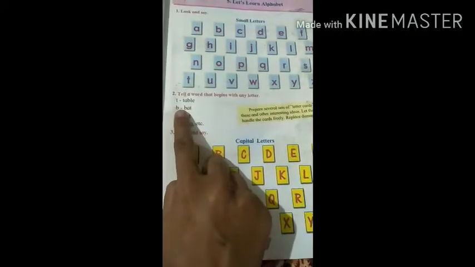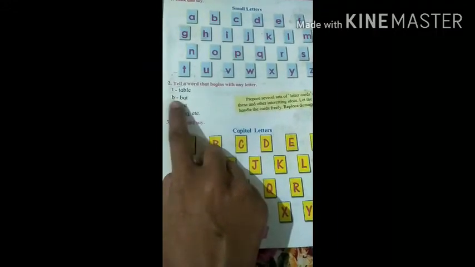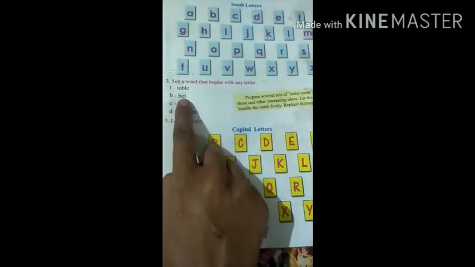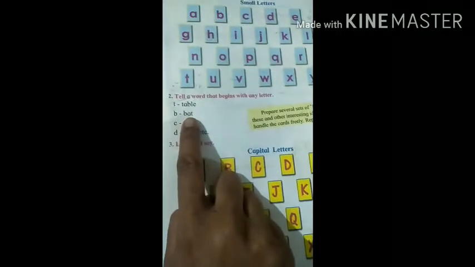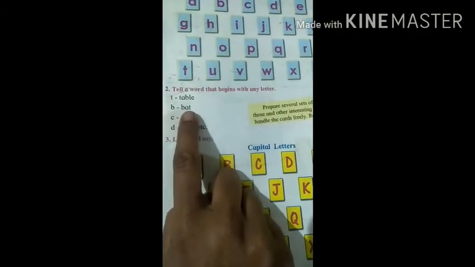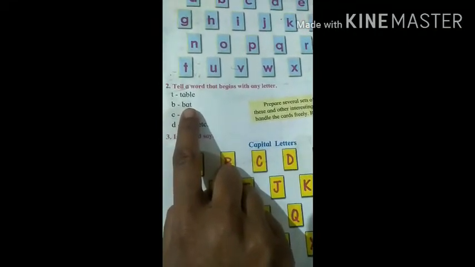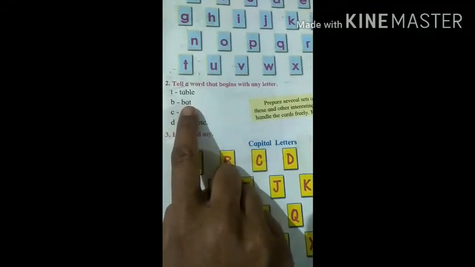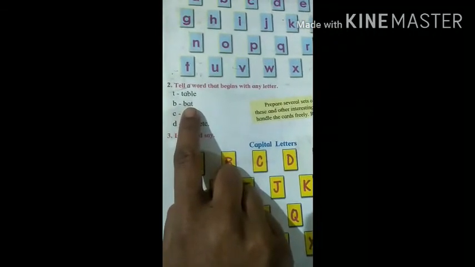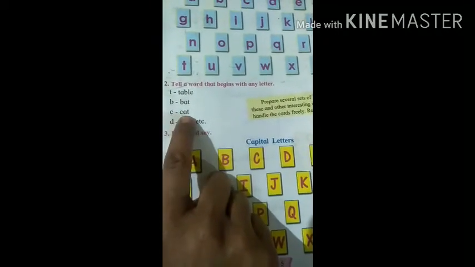So next alphabet they have given, the alphabet B, and they have given the word bat. B, bat. We can say bat, boat. Tell me another word, students, from B. Bat, boat, ball, balloon, butterfly. More words. Think about it. Bucket, basket. Very good. Now alphabet C.